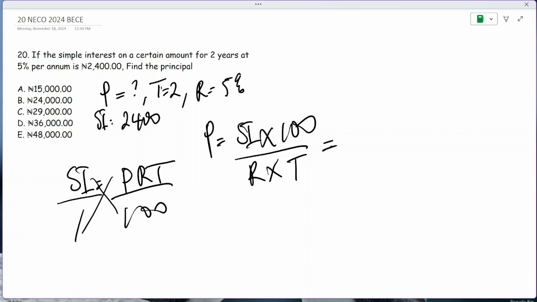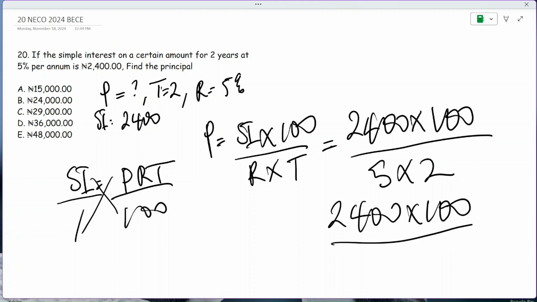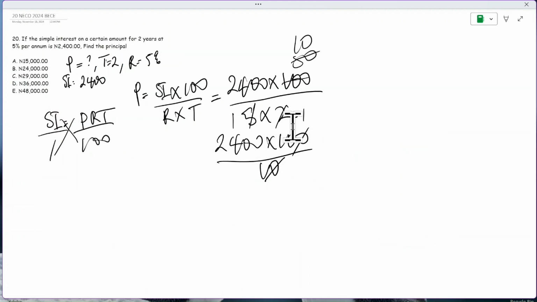We know our simple interest from the question, or from the data we gathered from the question, is 2,400 times 100 over our rate, which is 5, times our time, which is 2. We can say 2,400 times 100 over 5 times 2, that's 10. And this is on purpose, so we can easily cancel out 0, cancel 0. Or you can just say 2 in 2, 1, 2 in 100, that's 50. You can say 5 here, 1, 5 here, 10. It's still the same thing. Multiplying the 2 times the 5 first, getting 10, then 0 cancels 0 is easier.